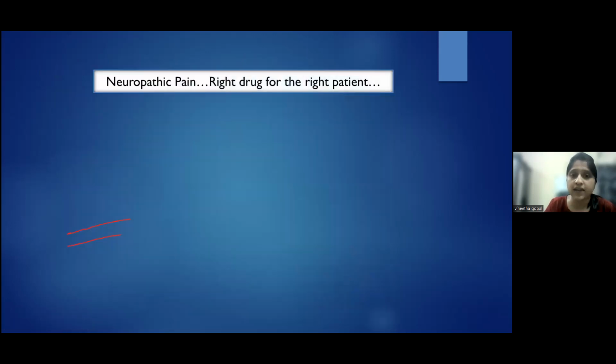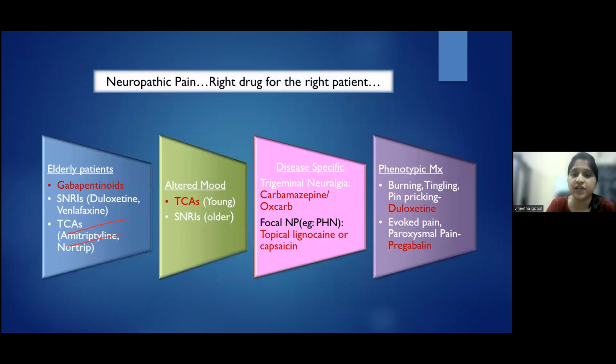So neuropathic pain, the right drug for the right patient, this I have already discussed. Only this is left. There is something new coming up known as phenotypic management, especially in diabetic neuropathy. If the pain is burning, tingling, pinpricking, they have found duloxetine to be more effective, whereas if it is evoked pain and paroxysmal pain, like shooting pain, then the gabapentinoids are more effective. So you can decide depending upon which is the predominant pain phenotype the patient is having.